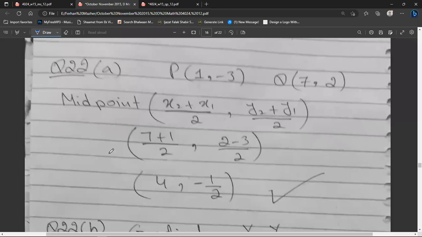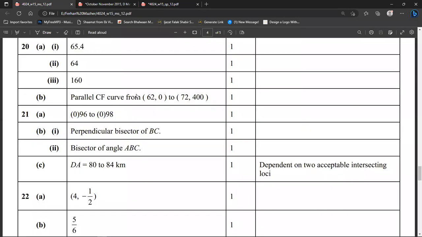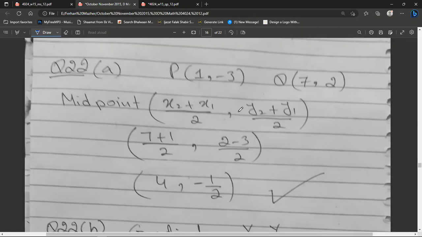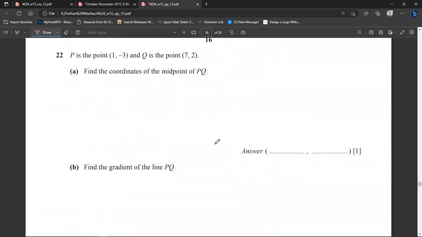Okay, so the midpoint is x2 plus x1, the whole thing divided by 2, and y2 plus y1, the whole thing divided by 2. So it will be 7 plus 1, the whole thing divided by 2, and 2 minus 3 divided by 2. So 7 plus 1 is 8, 8 divided by 2 is 4. And 2 minus 3 is minus 1, divided by 2, that is minus 1 by 2. So these are the coordinates of the midpoint. The coordinates of the midpoint will be 4, minus 1 by 2. This is how it is done.